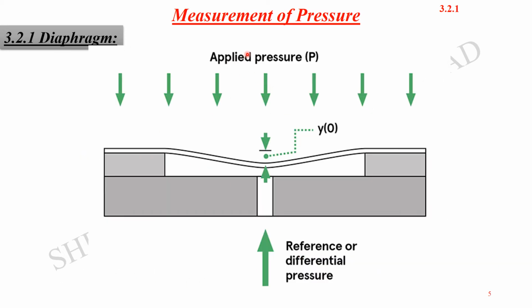This is something like the diaphragm we generally use. We can call it the diaphragm, and because of the application of the pressure, it will get deflected in a downward direction, from the mean position to its extreme position. This displacement is called the y0 displacement, and there is a reference for the differential pressure on the other side, so that we get the changes happening in the pressure.